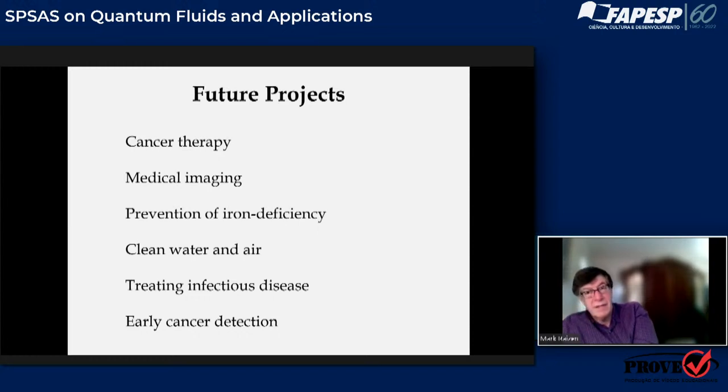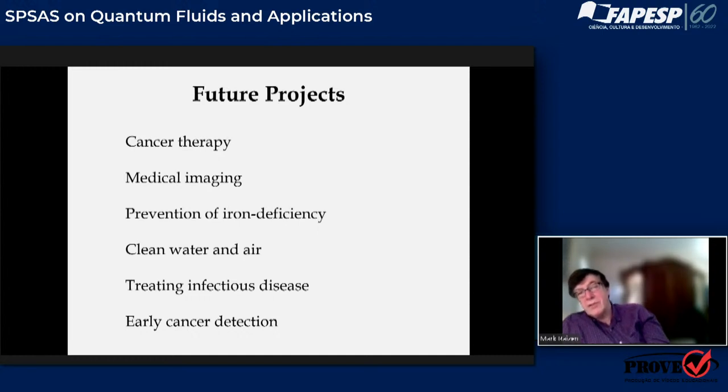Medical imaging: there are advances in imaging, both of gammas, called SPECT, and also PET scans, positron emission tomography. Those radioisotopes complement other methods such as MRI and computed tomography, CT scans. Prevention of iron deficiency, and I'll say a little more in closing about that. Clean water and air, not necessarily related to isotopes, but I have some patents on how to do that in a new way. Treating infectious disease. This is an area where I think the Poinsett Foundation could have a big impact. And I will talk about this at a later time: not viral infections, but bacterial infections and persistent chronic bacterial infections, and perhaps even tuberculosis.